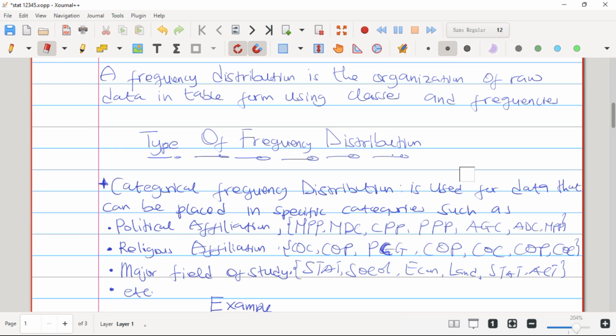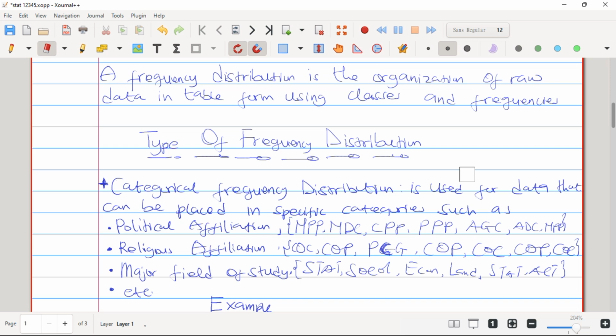And then classes. These classes can be in the form of a given interval, or a given digit, or can represent a categorical value. So that's the meaning of these classes. Yes, we have different forms or types of frequency distribution, right? We have what we call categorical frequency distribution, ungrouped frequency distribution, and grouped frequency distribution. But the first on my list is the categorical frequency distribution. So what is meant by categorical frequency distribution?